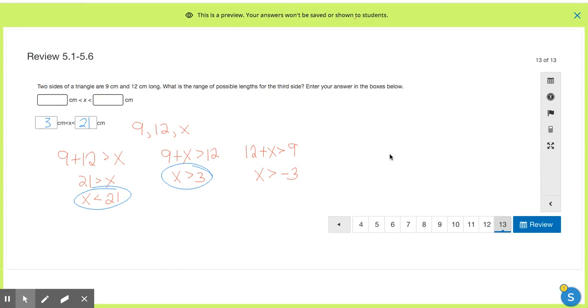Okay. And also, if you did negative 3, 9 would equal 9. Correct. Yeah, if you actually use these numbers, then it would make them equal. And you don't want them to be equal. You want them to be larger.